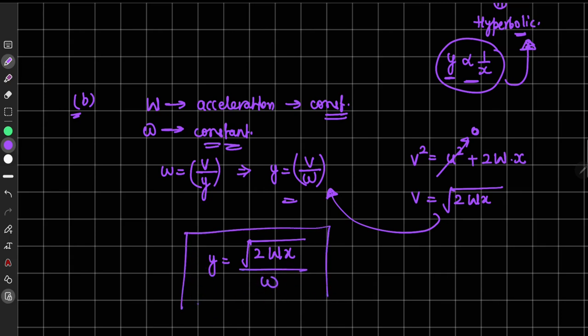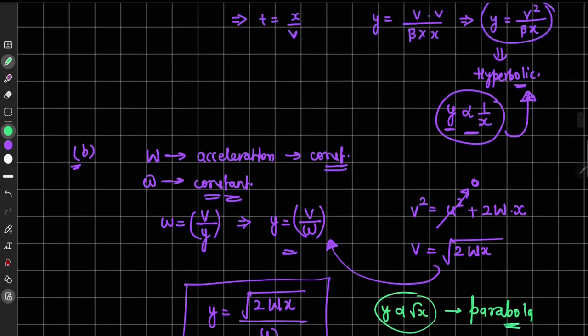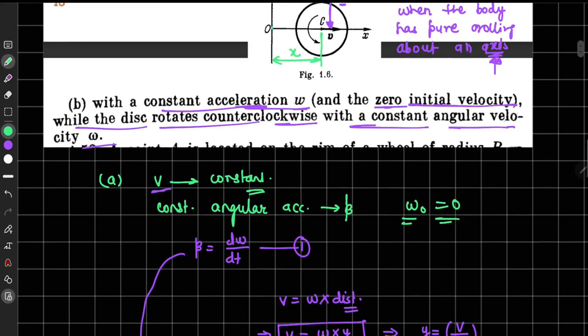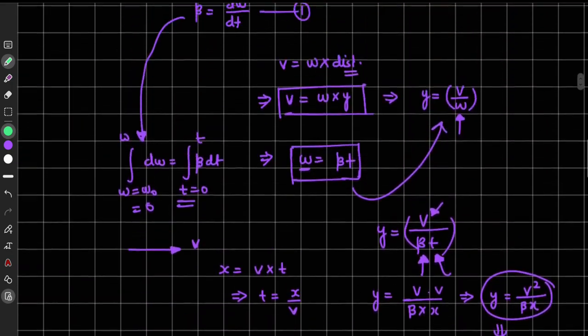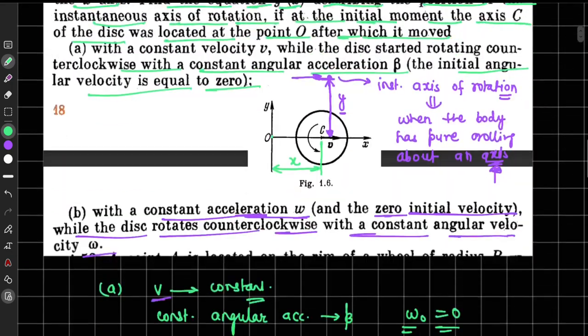So this is the expression for y, the distance of the instantaneous axis of rotation from the x-axis, and it is directly proportional to root x. That means it is a parabola. So in both cases we have found the instantaneous axis of rotation as a function of x. I hope the entire procedure is clear. Thank you.